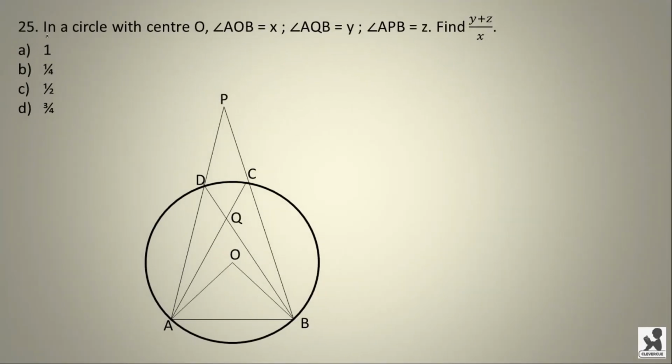So this is the last question in this video. In a circle with center O, so O is the center of the circle, angle AOB is X and angle AQB is Y. This is given as Y. Angle APB is Z. Find the value of (Y plus Z) by X. So this is asked. So before that we have to find X, Y and Z.